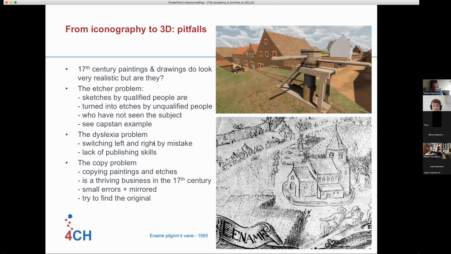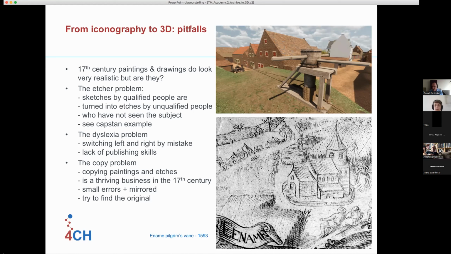The second problem is what I call the dyslexia problem. We see that regularly, that people, even today, switch, for example, left and right. You see here this image. This is not from Lillo. I did not have an example from Lillo of this error, but this is from another project. This is the very end of the 16th century even. And this church has been very well studied and excavated, so we know this church really in detail. And one of the things you see in this church is this door.